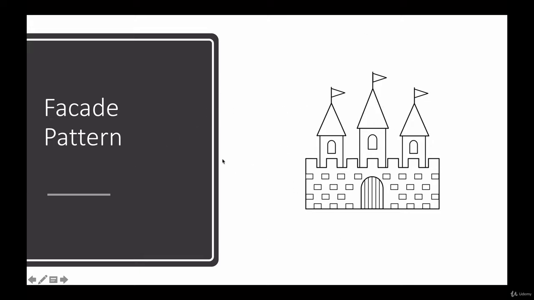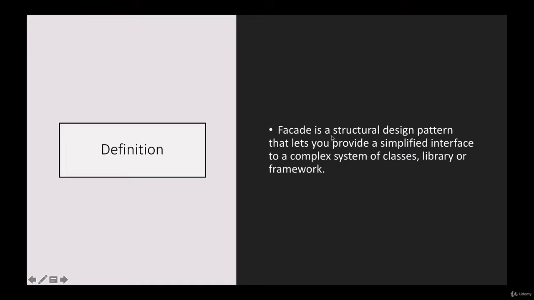So let's quickly take a look at the definition, and then we will try to relate why and how the facade pattern works. Facade is a structural design pattern that lets you provide a simplified interface to a complex subsystem of classes, library, or a framework.